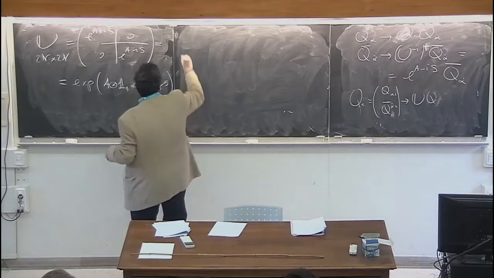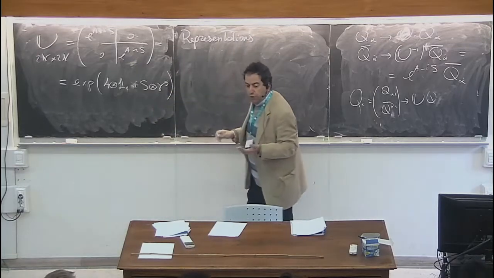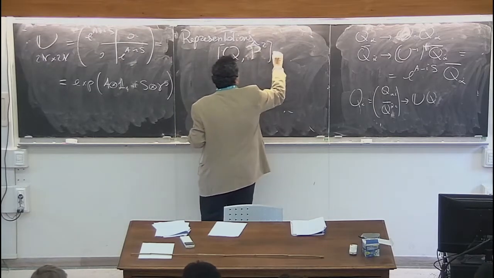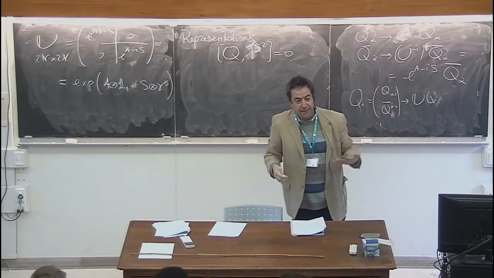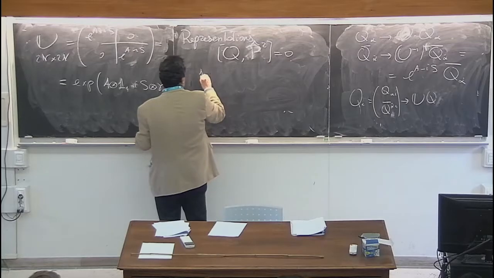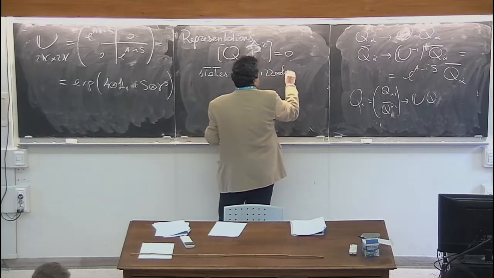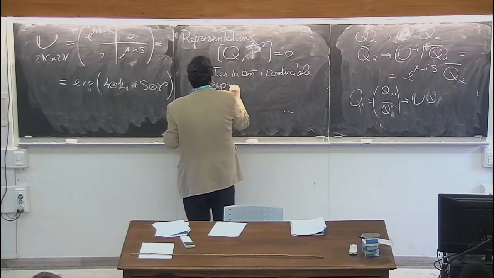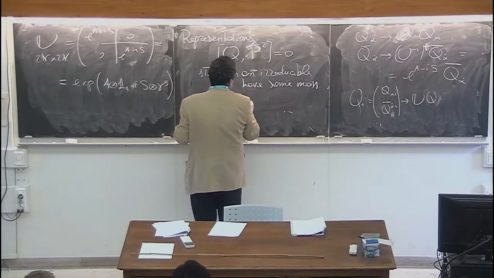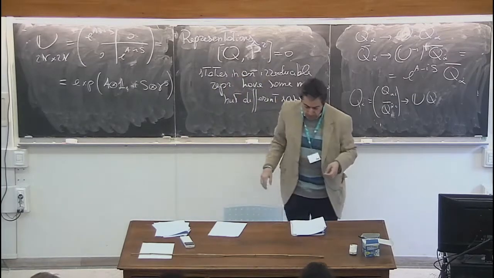So, as we said, representations. Q commutes with P squared, and therefore all states in a given representation have the same mass, but they have different spins.